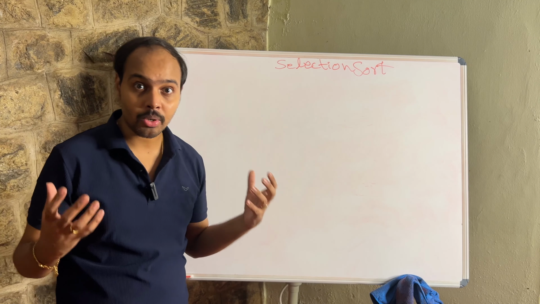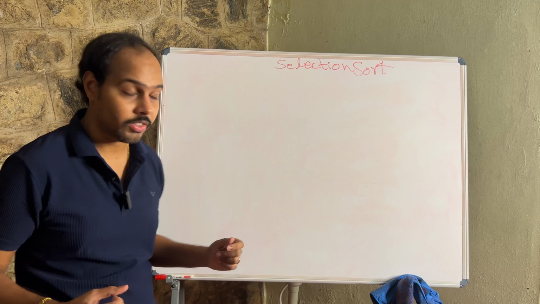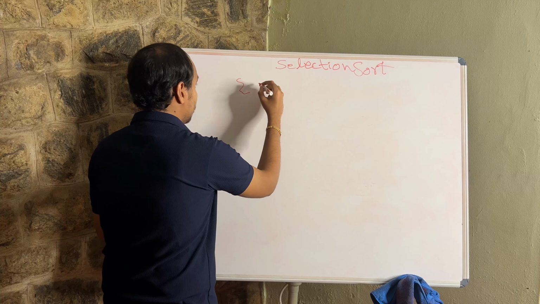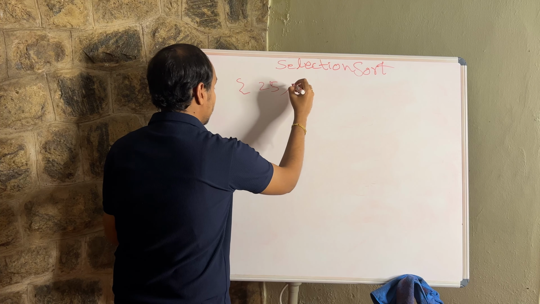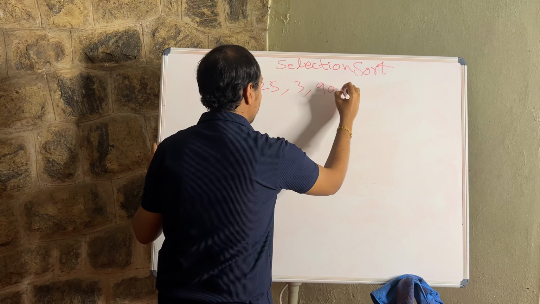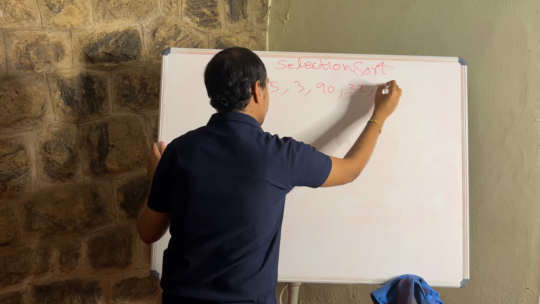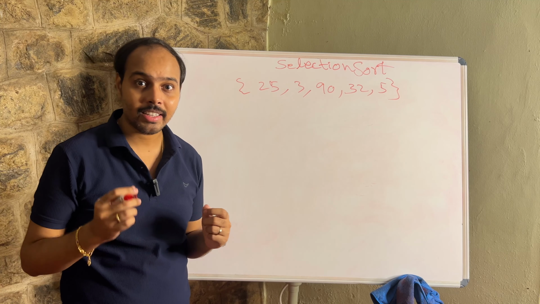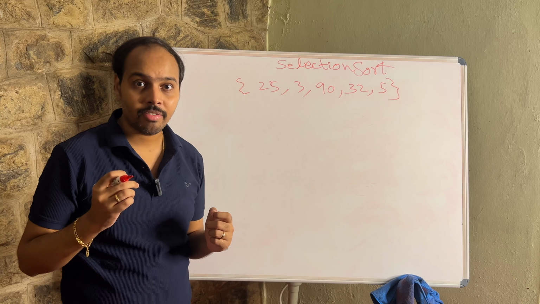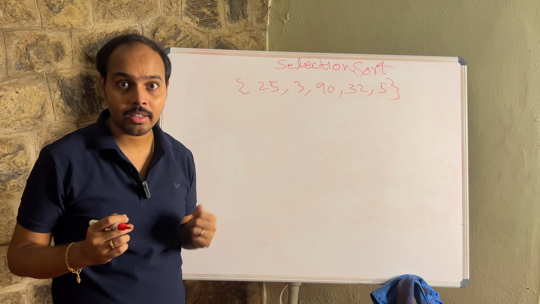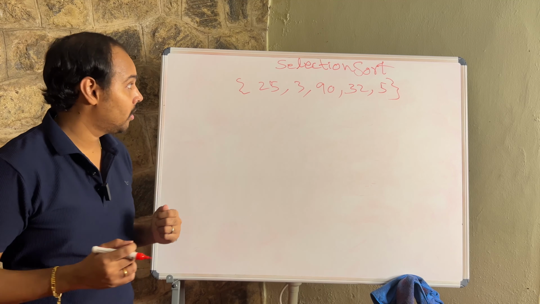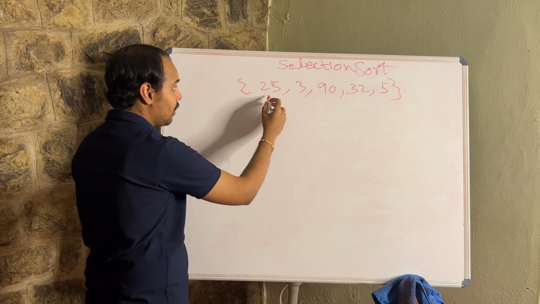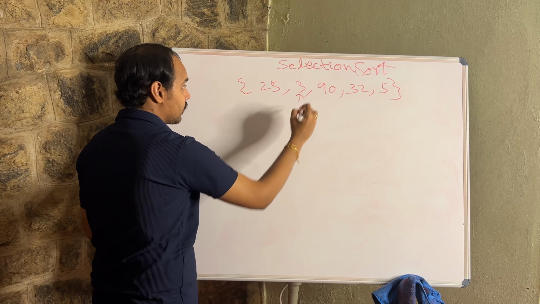Let's take an example to understand what a selection sort is. 25, 3, 90, 32 and 5. Selection sort just means selecting the smallest element from the array and placing it in the right position. Now we find the smallest element in this array. The smallest element is 3.